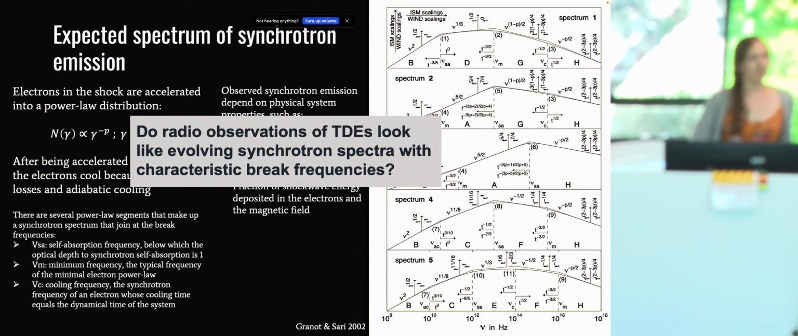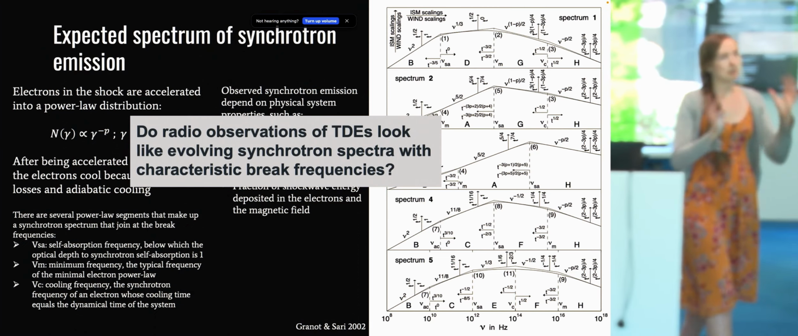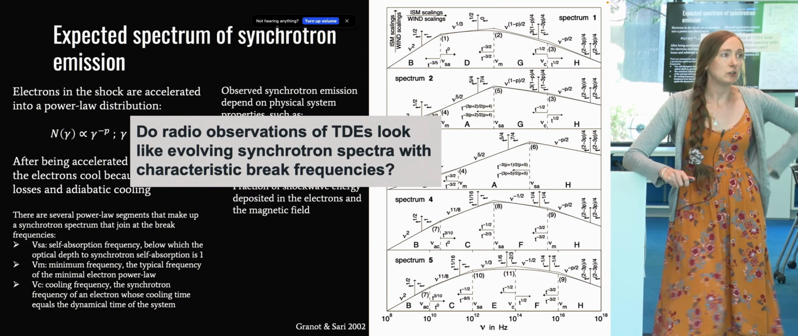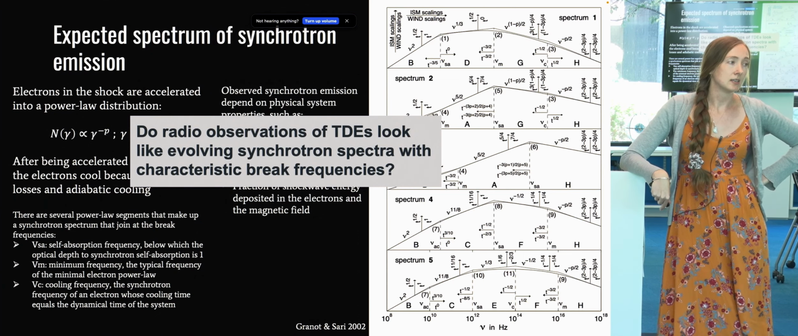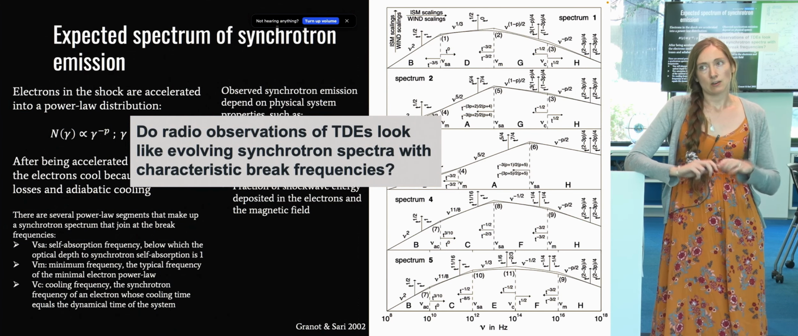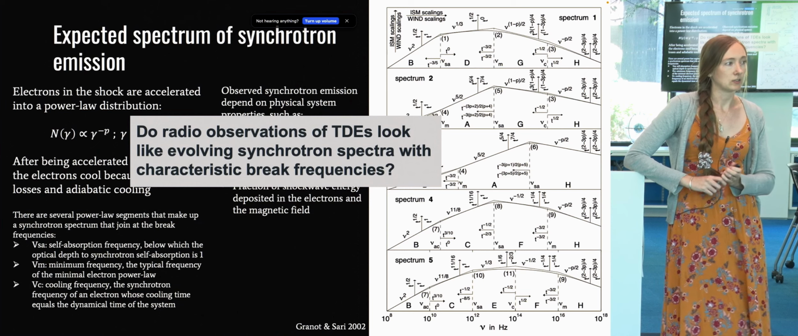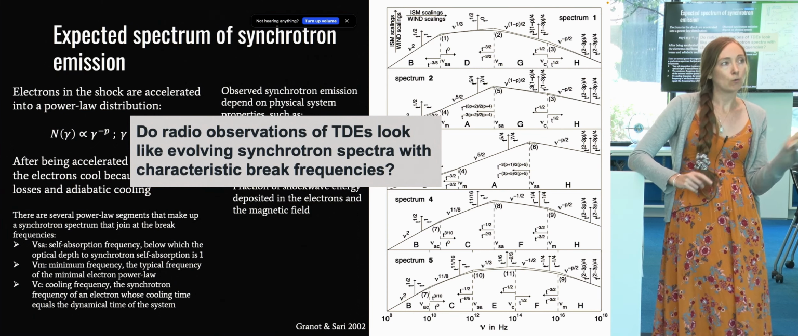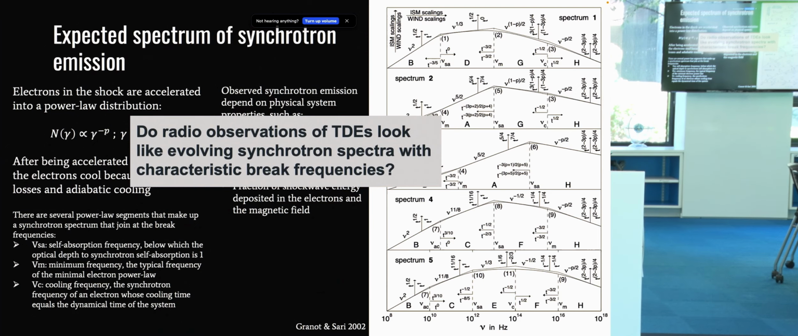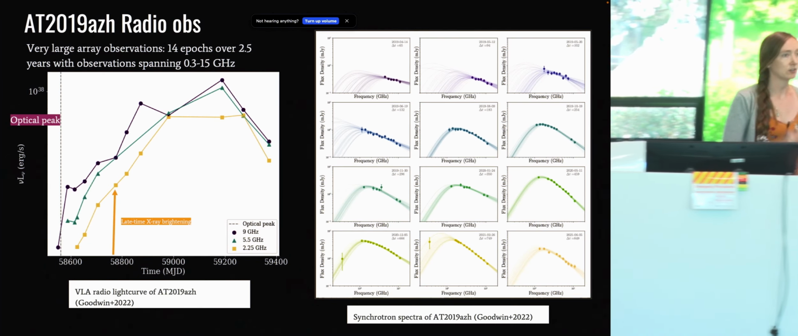Okay, so the real question here is, we have this theoretical expectation of what synchrotron emission should look like. But do our radio observations of TDEs that we have managed to take of these 20 or so TDEs look like evolving synchrotron spectra with these characteristic break frequencies? And if so, what can we then constrain about the system? So to understand that, we need to look at the observations.